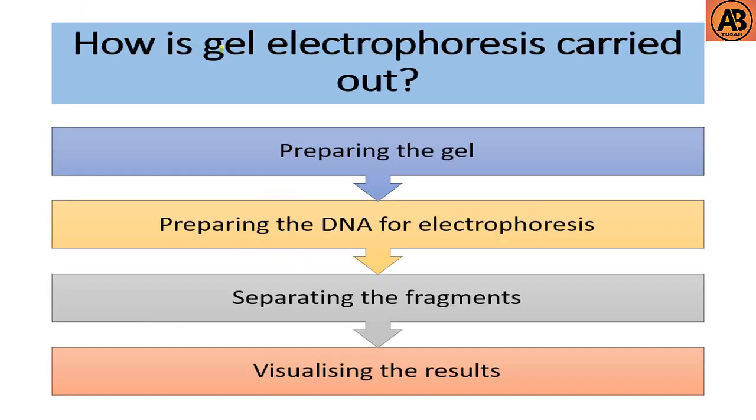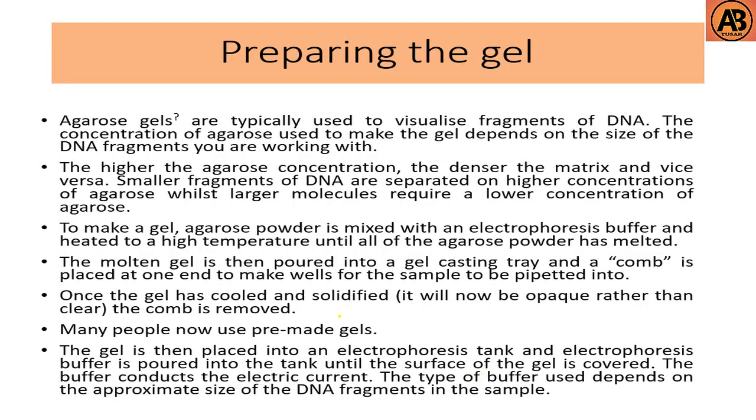Then how is gel electrophoresis carried out? There are 4 steps. First one is preparing the gel, next one is preparing the DNA for electrophoresis, third one is separating the fragments, and last one is visualizing the results. So let's go to the first step, preparing the gel.